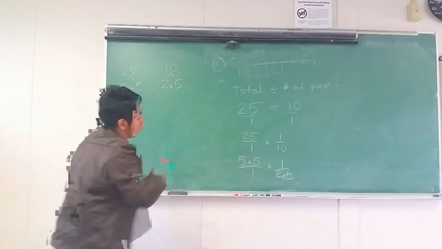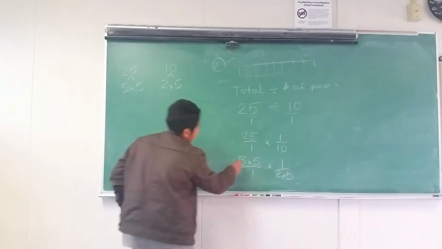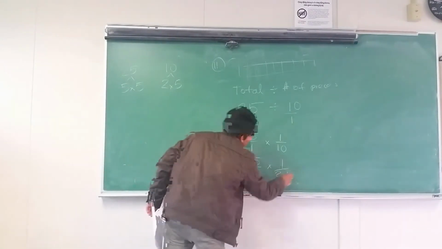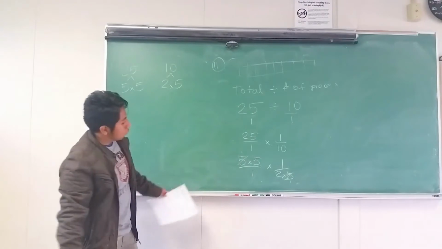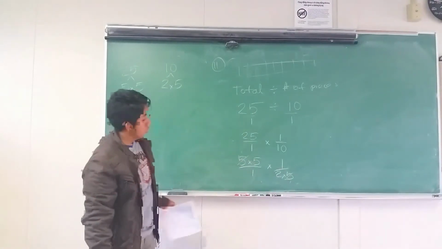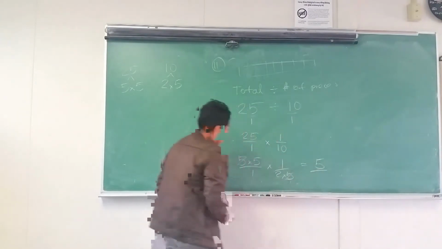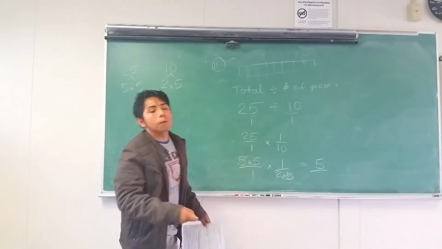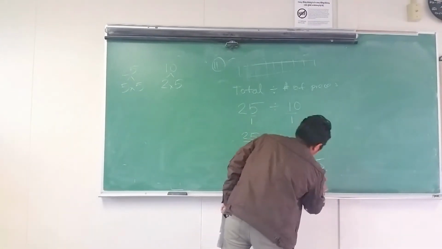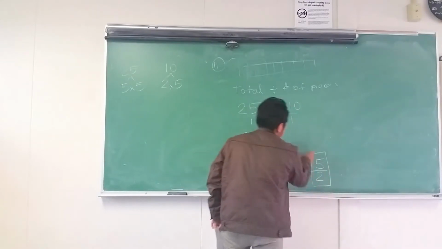Let's multiply them now. Well, before multiplying, we have to cancel. There is one 5, and there is another 5. So you're left with 5 times 1, which is 5, over 1 times 2 is 2. Excellent. So that's your final answer.